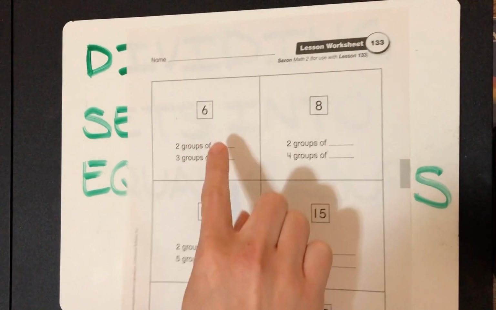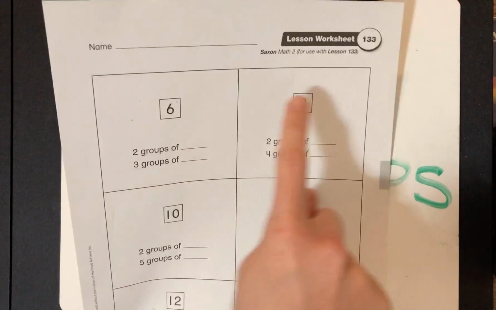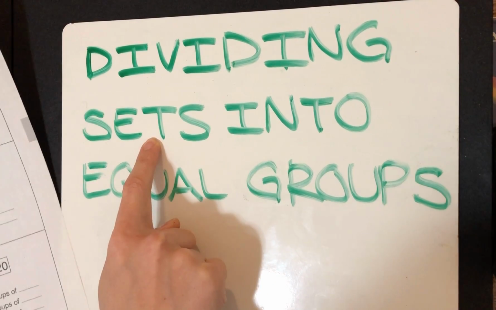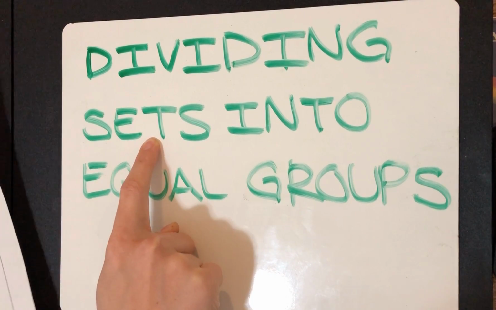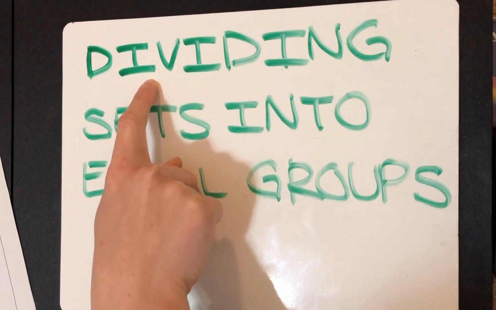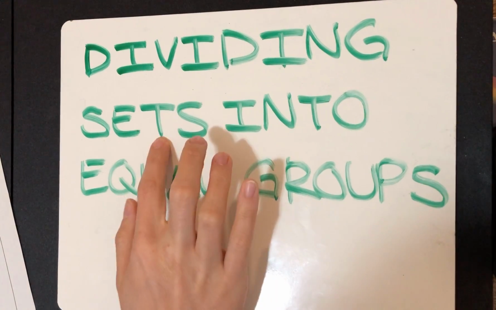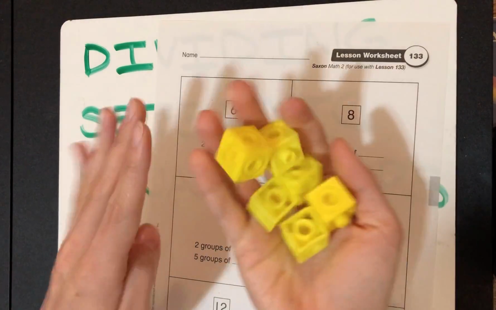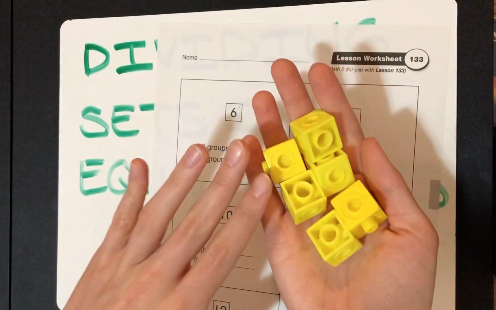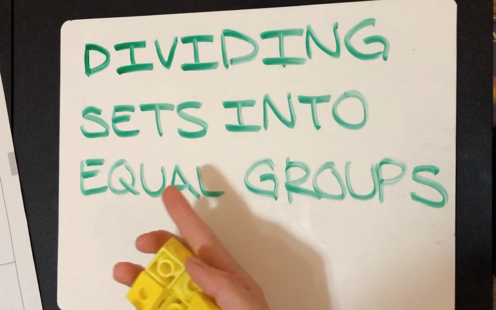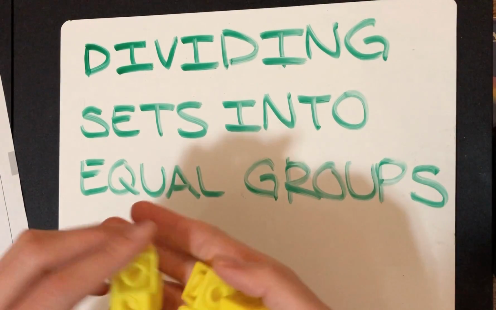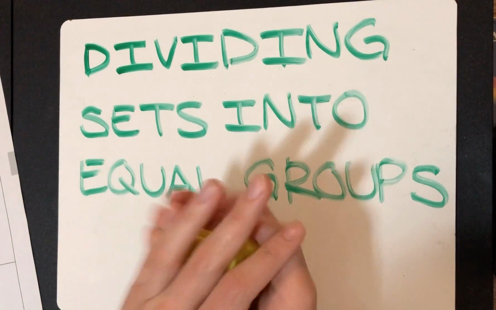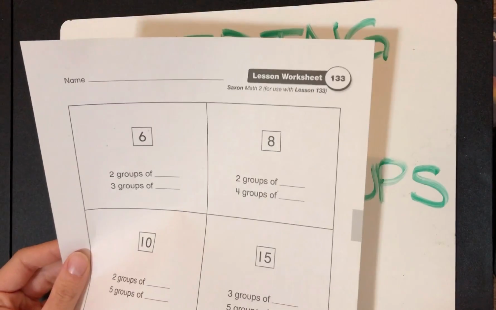Okay, so we're going to start with this first one, and these numbers in the squares, this is our set. So this is what we are going to be breaking into equal groups. So dividing means that we're going to be splitting them apart. Sets are what we're working with. So like this in my hand is a set of 6 blocks. Equal groups means that when we separate them, they're all going to be the same amount, okay? So starting with this first one.